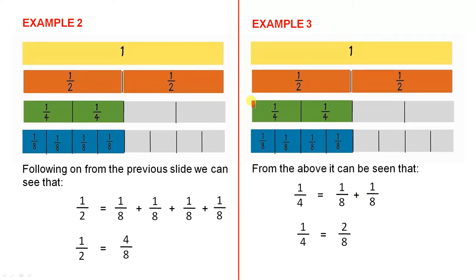The next example, from above it can be seen that a quarter, see here, equals 1/8 plus 1/8. So there's the quarter, which is the same as 1/8 plus 1/8, so a quarter equals 2 over 8. And those two are equivalent fractions.